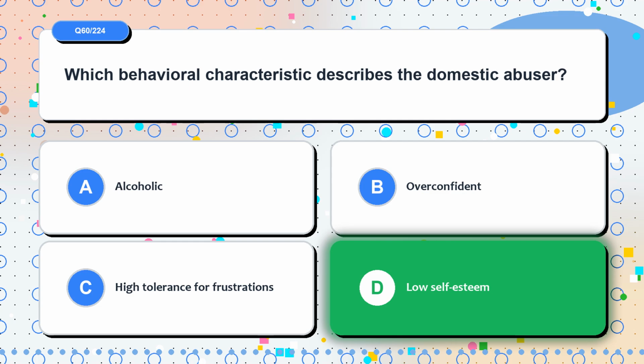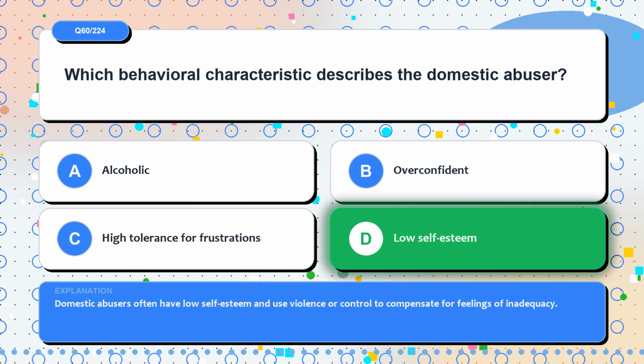The correct answer is option D, low self-esteem. Domestic abusers often have low self-esteem and use violence or control to compensate for feelings of inadequacy.